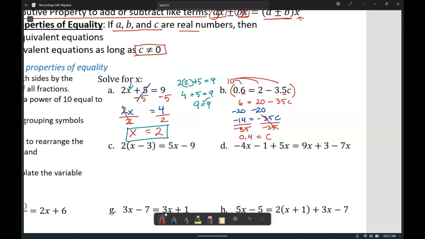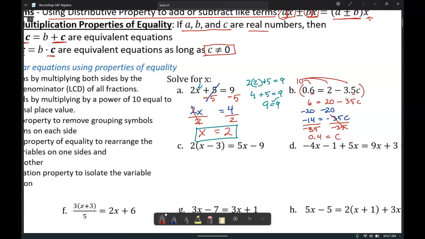Okay? On the SAT, when you're inputting fractions and decimals, decimals are usually always accepted. If you do have a fraction, it needs to stay improper and simplified.